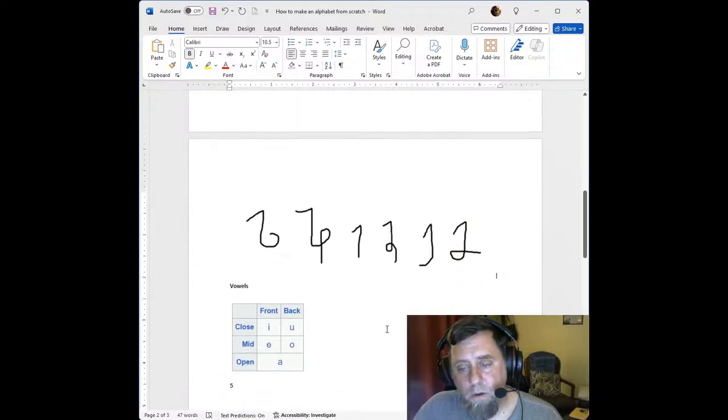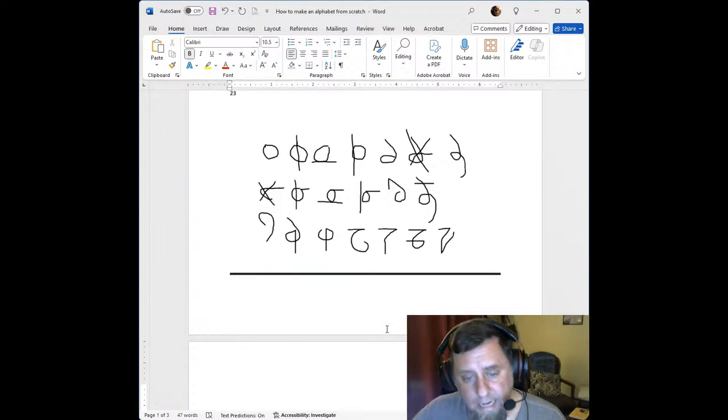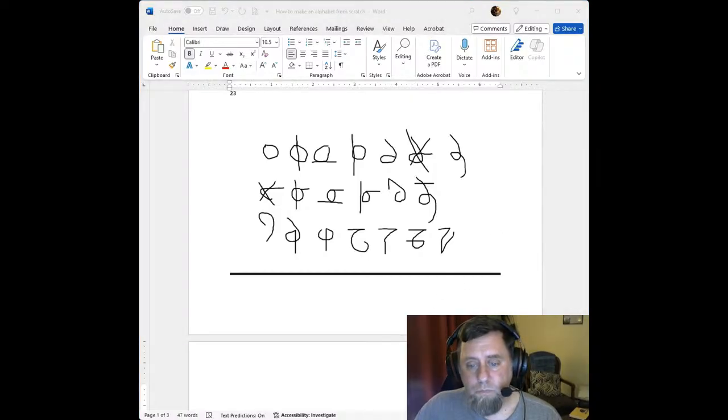Now we've got 5 vowels. Now, again, I want to stress we are making an alphabet. We are not making an abugida. We are not making a syllabary. We are not making an abjad either. We are making an alphabet. So we want our vowels to be somewhat distinct, but not distinct enough to where they look like they come from a different script, right? And in doing so, we have to be careful.